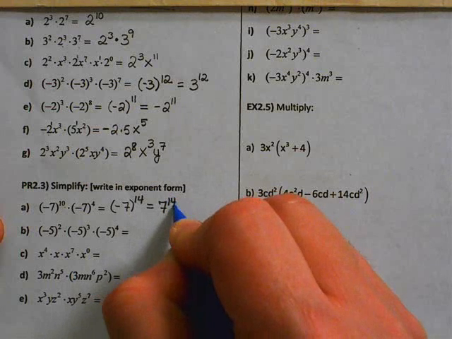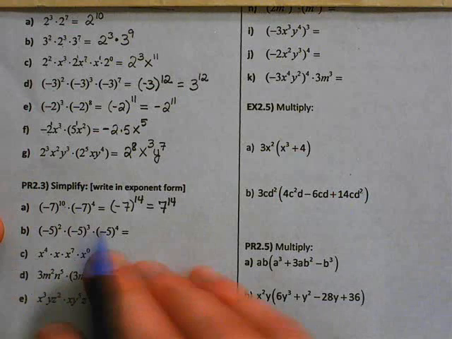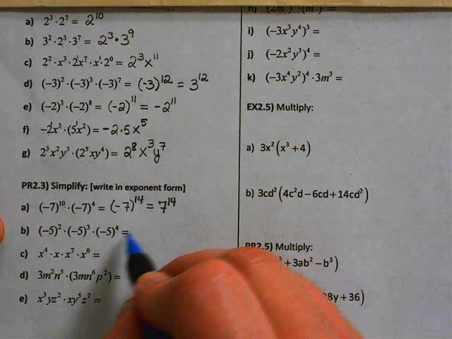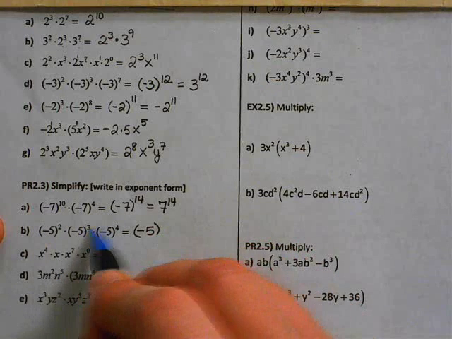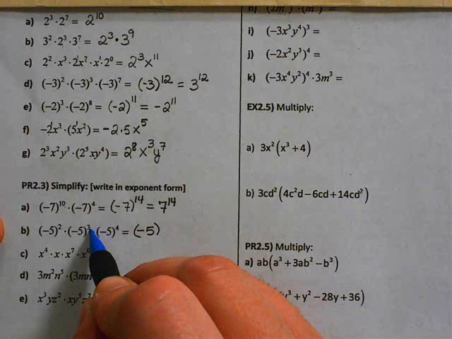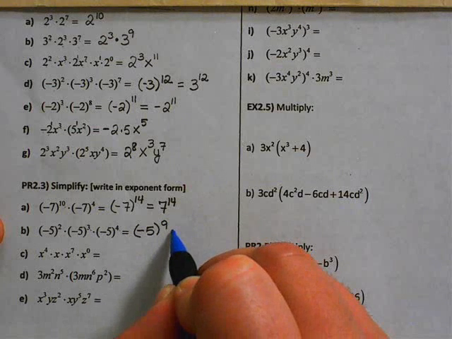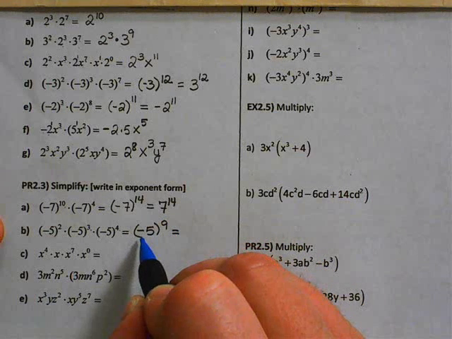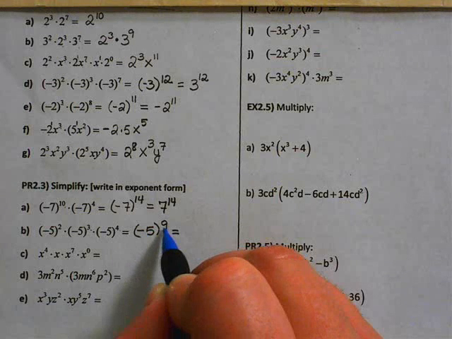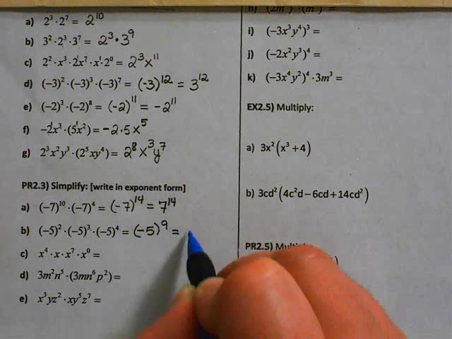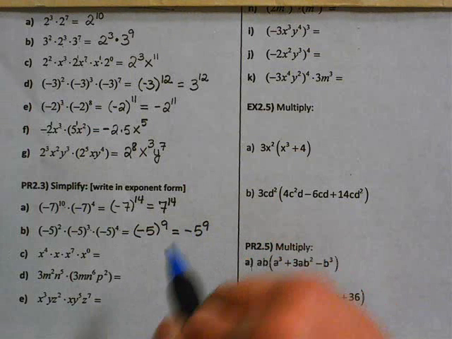Next one. I have the same base, so it will be negative 5. I'm going to add the exponents. 2 plus 3 is 5. 5 plus 4 is 9. I'm going to apply the negative sign rule. Because this is odd, the negative will stay, and this will be negative 5 to the 9th. Very well. Let's do the next problem.